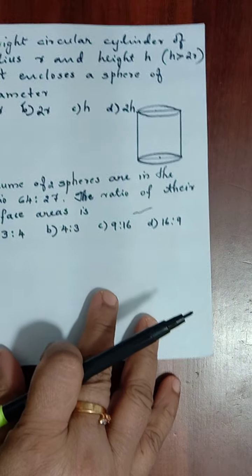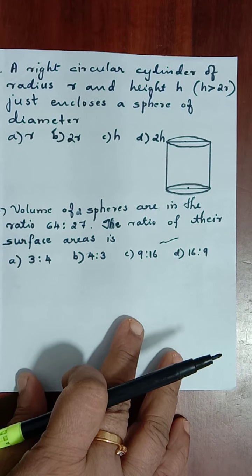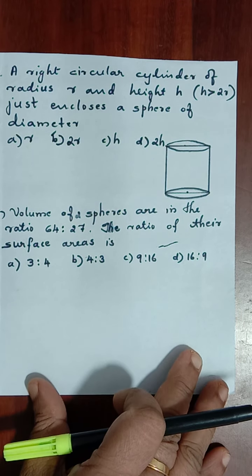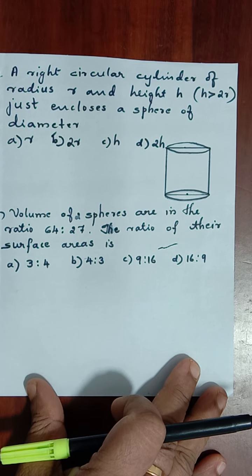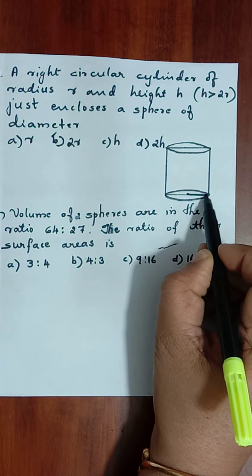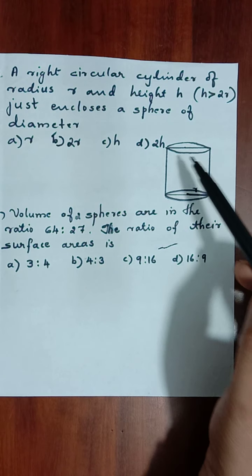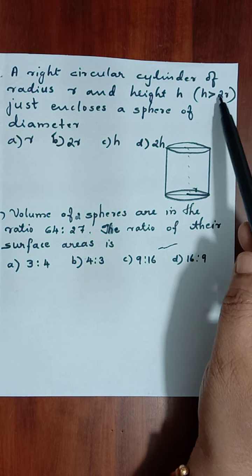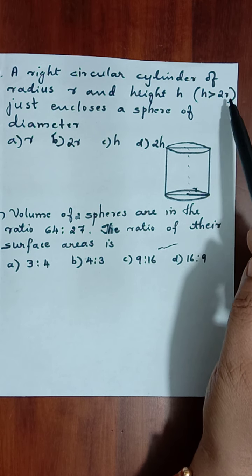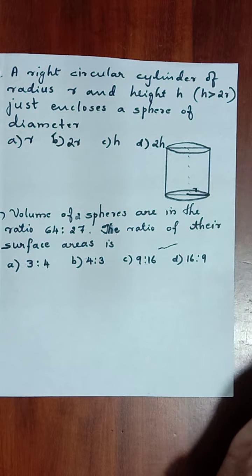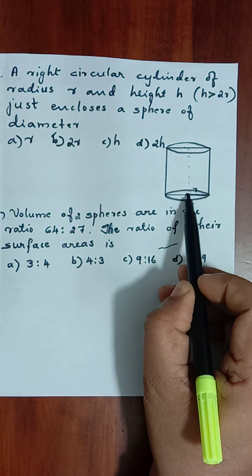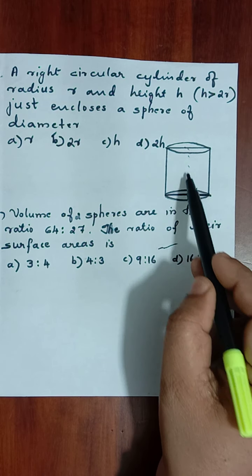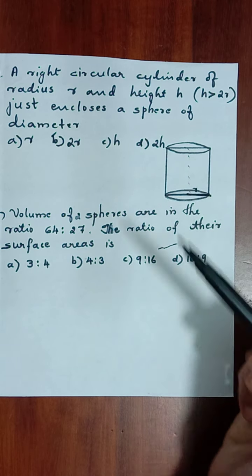Now let us have the second question. A right circular cylinder of radius r and height h. Radius we can mark as r and this is the height h. H is greater than 2 times r. What is meant by 2 times r? It is the diameter. H is more than the diameter. If r is this much, diameter is double. So height will be more than the diameter.